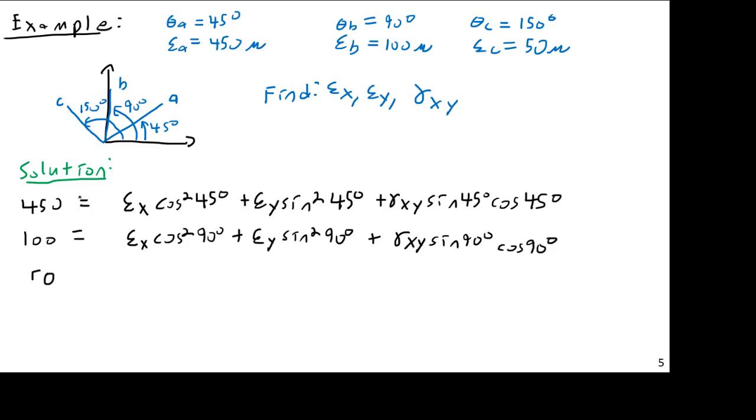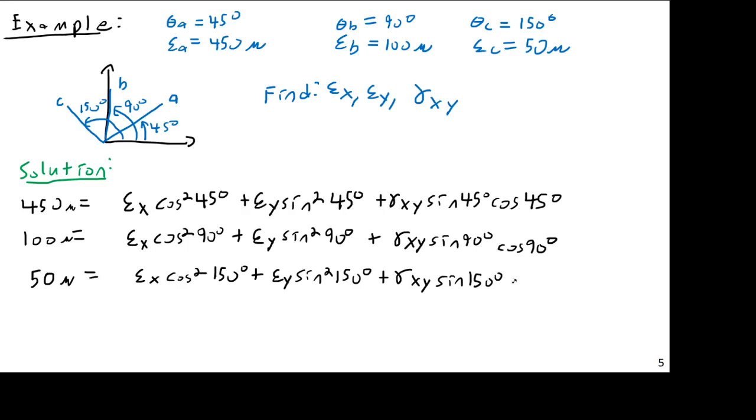And I can actually write some units on here, micro. 50 micro is going to be equal to epsilon x times cosine squared of 150 degrees plus epsilon y times the sine squared of 150 degrees plus gamma xy times the sine of 150 degrees times the cosine of 150 degrees.